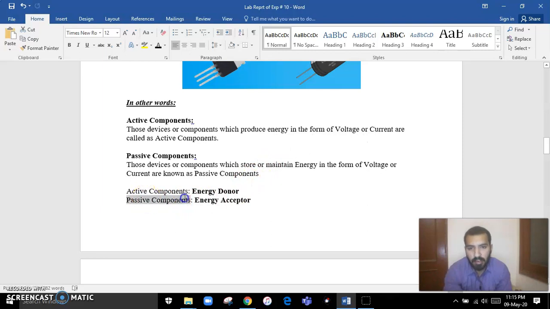So active components are basically the energy donors, and passive components are basically the energy acceptors. I hope you have completely understood what an active component is and what a passive component is. As this lecture was about capacitors and resistors, both the capacitor and the resistor are passive components.